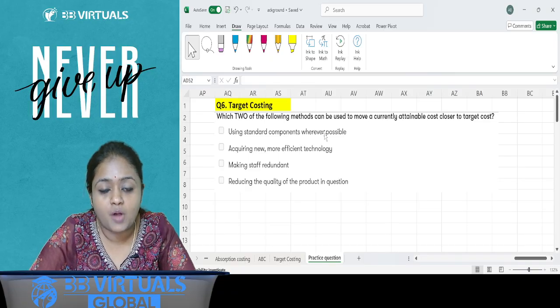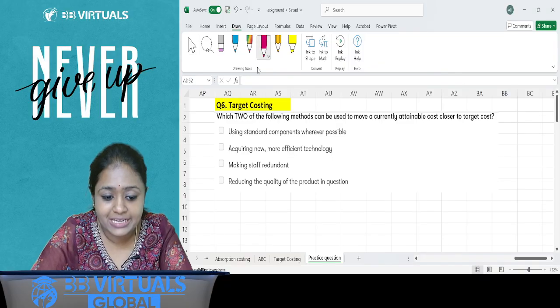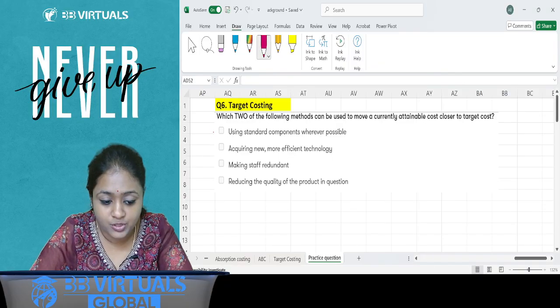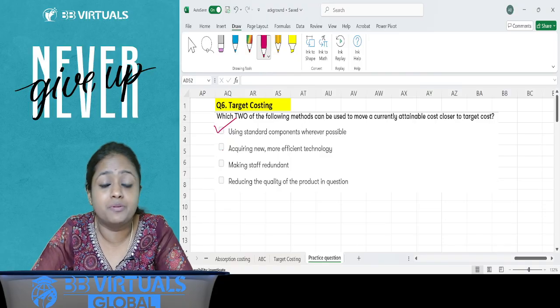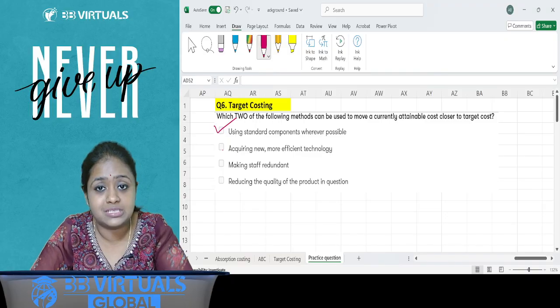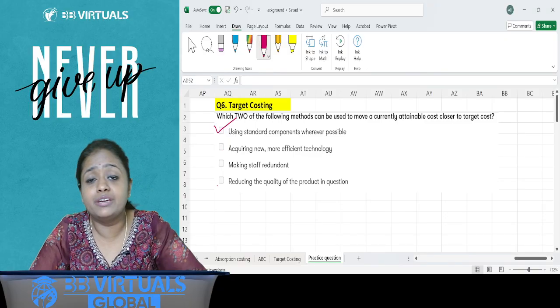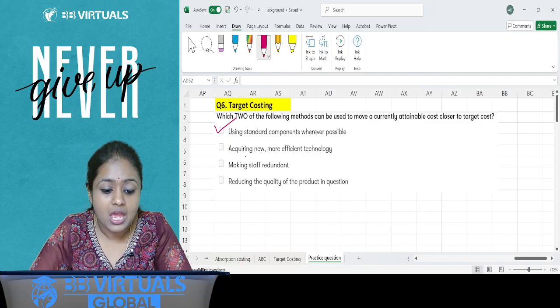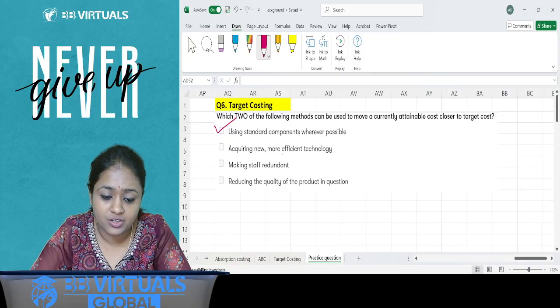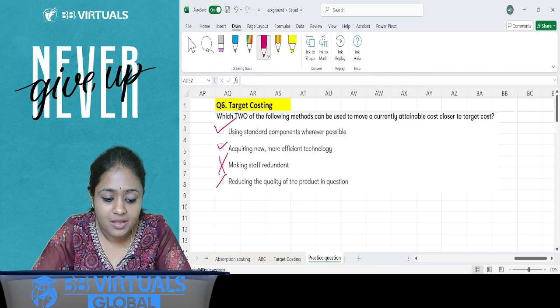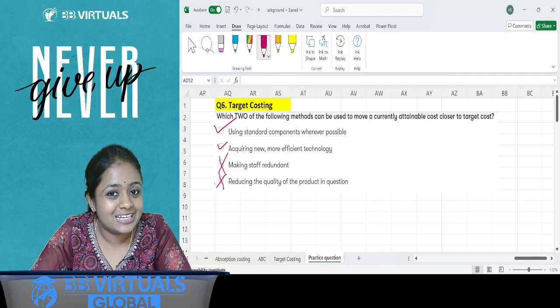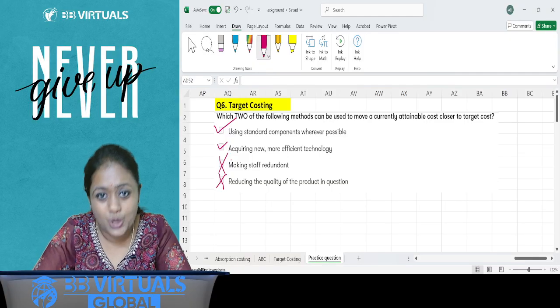Using standard components wherever possible, definitely correct. We have read it as a pointer also. We should try to use standard components wherever possible, because that will help you reduce the cost and have savings. We did it in value engineering also. Acquiring new, more efficient technology, I think it's better. Let's read the other options also. Making staff redundant, wrong. Reducing the quality, wrong. So I hope it is absolutely clear to you that these two are the correct options.